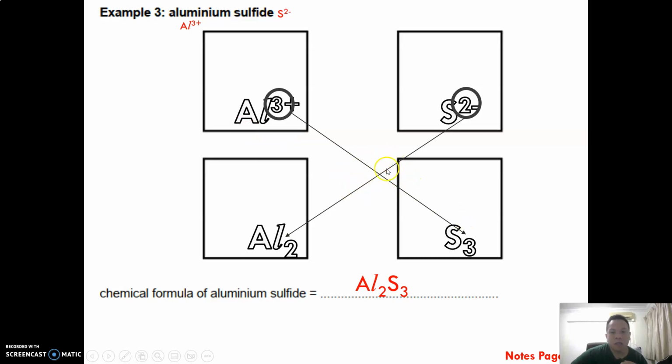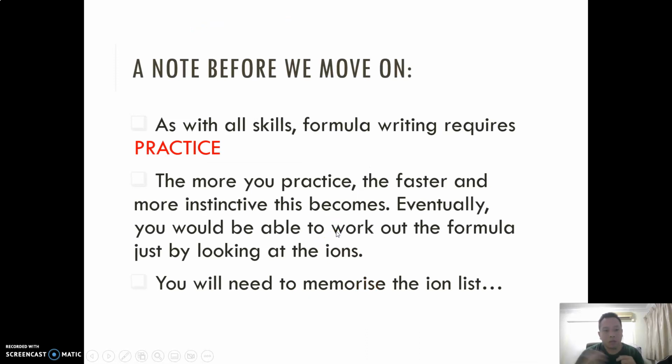If you read other notes or other sources, some of them are going to call this the cross method. So the number from the cation is brought down to the anion, and the number from the anion is brought down to the cation. Okay, so this one requires practice. You cannot reasonably expect to write just one or two formulas and have it sink in. The more you write, the faster and more instinctive it becomes, and eventually, if you are good enough, you can figure out the chemical formula in your head. And this is going to be important when we talk about certain topics that require a lot of equations in the future.